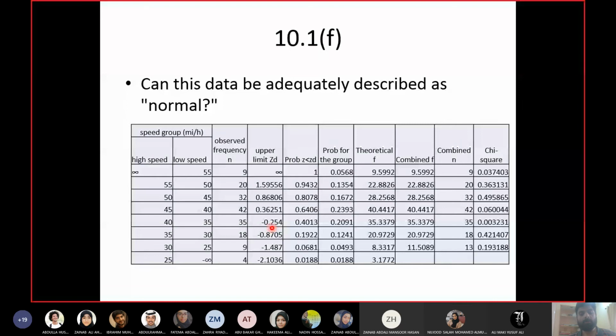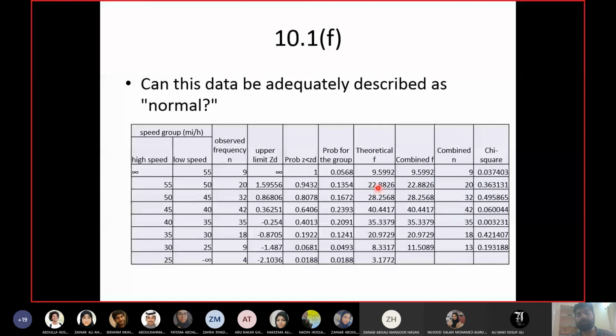So you find the probability for 0.254, and then you do 1 minus that probability, and you will get the probability of minus 0.254. Then you need the probability of individual groups, so you do the subtraction for 2 consecutive groups. So 1 minus 0.9432 gives you 0.0568, then 0.9432 minus 0.8078 gives you 0.1354. Then you multiply each of these probabilities with 169, which is the total number of values. You get the theoretical frequencies.